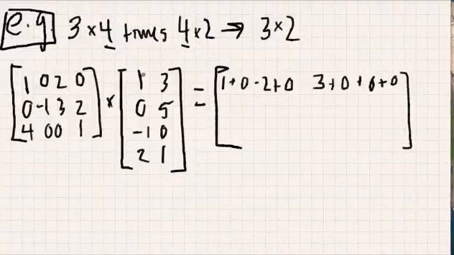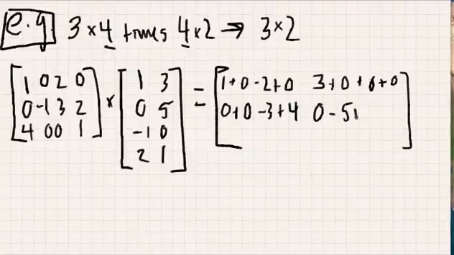Okay? Now, for the second row here, I'll use the second row. First column gives me 0 times 1 is 0, -1 times 0 gives me another plus 0, 3 times -1 gives me -3, and 2 times 2 gives me plus 4. Now to get the second row, second column, look at the second row and the second column. 0 times 3 gives me 0, -1 times 5 gives me -5, 3 times 0 gives me plus 0, and 2 times 1 gives me plus 2.